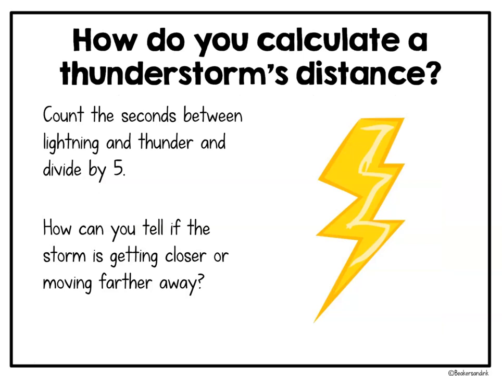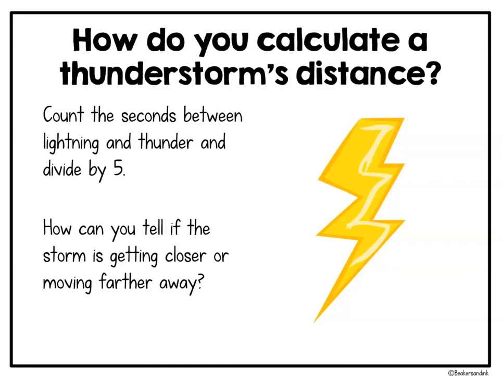Have you ever wondered how to calculate a thunderstorm's distance? I remember learning this when I was a kid, and I was always really fascinated by it. So count the seconds between the lightning and the thunder and divide by 5. You can tell if the storm's getting closer or moving farther away by the time interval in between. So if the time interval is increasing, the storm is moving away. If the time interval is decreasing, it's getting closer.